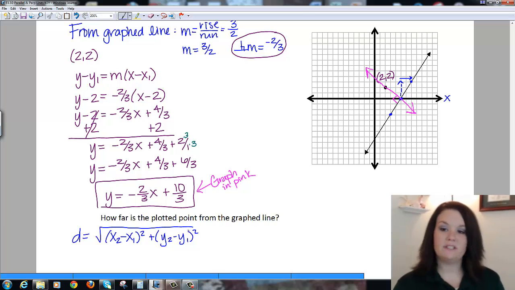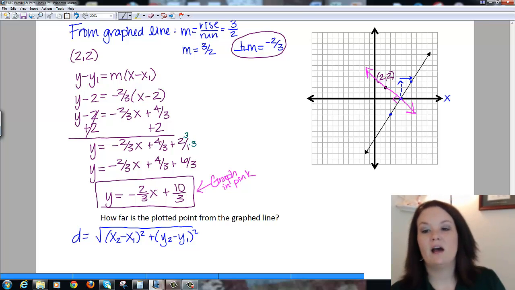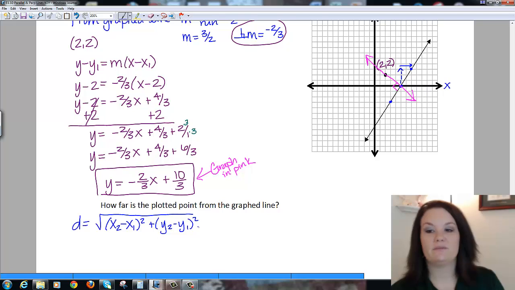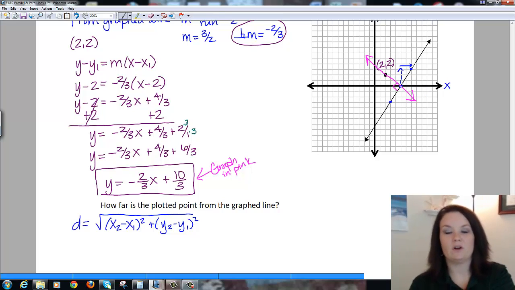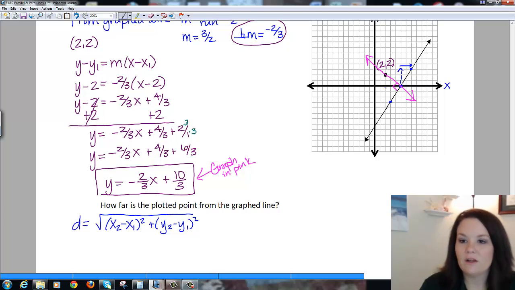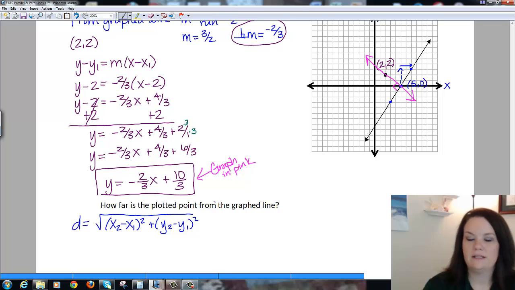So I need 2 points in order to do this, and to find how far the plotted point is from the graphed line, I'm going from the plotted point to the point where it intersects, which is right here where my pink line crosses that blue dot. And that point on the graph is 1, 2, 3, 4, 5. This is the point (5, 0). So I'm going to use the point (2, 2) and the point (5, 0) as my points.